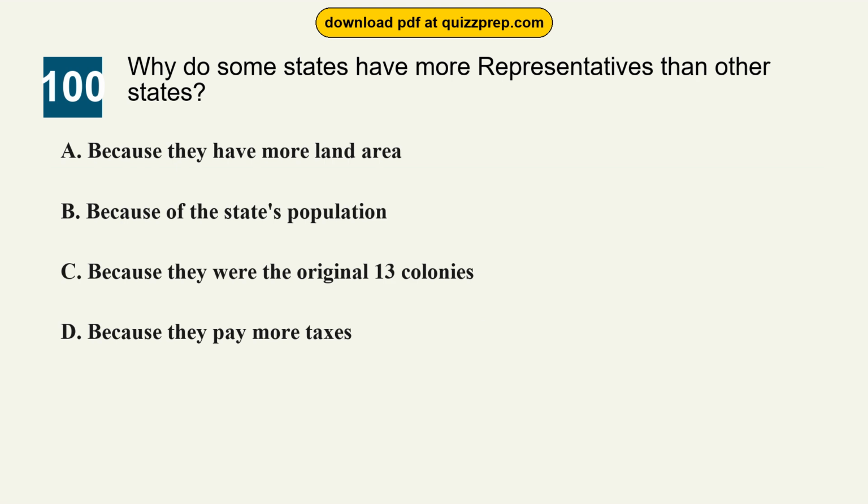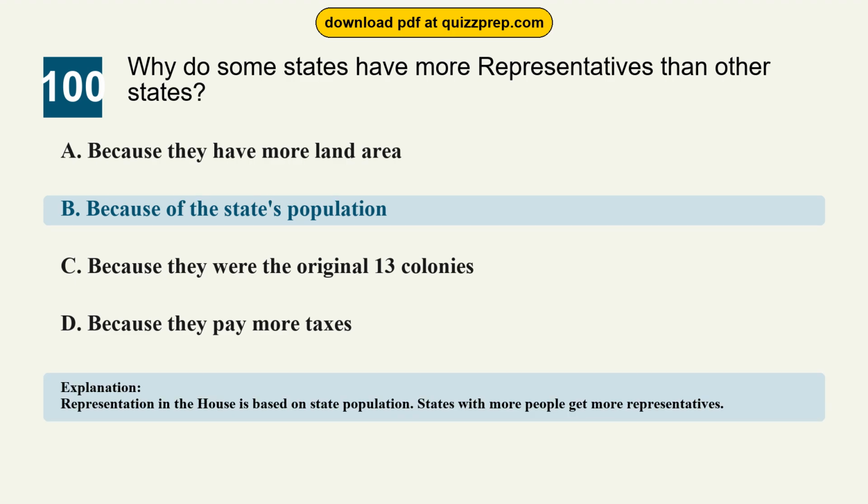Question 100. Why do some states have more representatives than other states? Option A. Because they have more land area. Option B. Because of the state's population. Option C. Because they were the original 13 colonies. Option D. Because they pay more taxes. The correct answer is option B, because of the state's population. Representation in the House is based on state population. States with more people get more representatives.